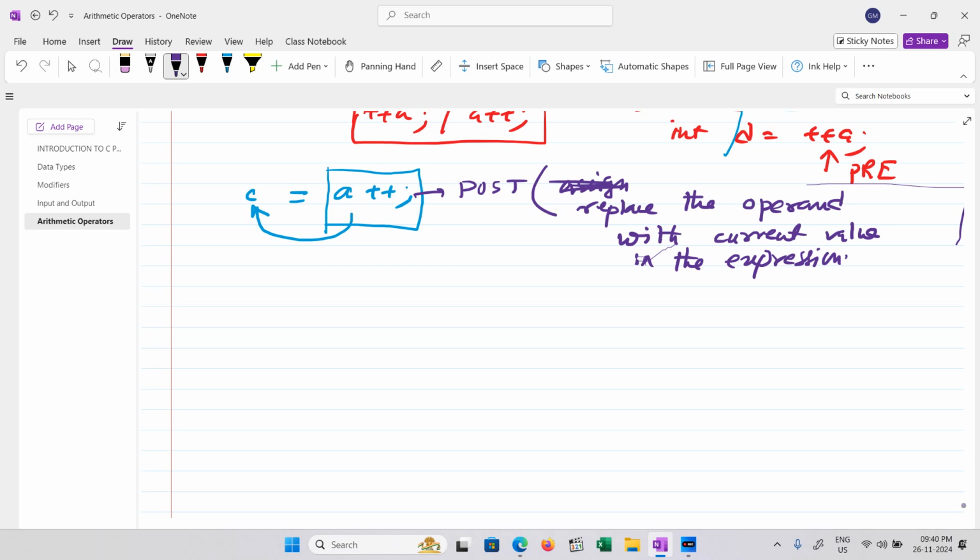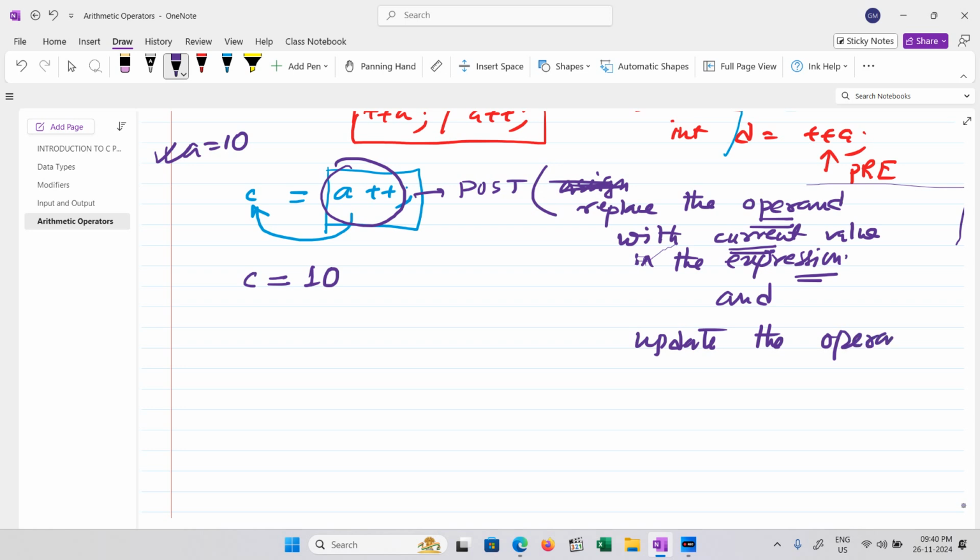Means we are saying that it will be like this. If a equal to 10, replace the complete expression by the current value of the operand. So a's current value is 10, so replace it by 10 and update the operand by 1. So the current value of a will be assigned to c and then a will update by 1, so a will become 11.